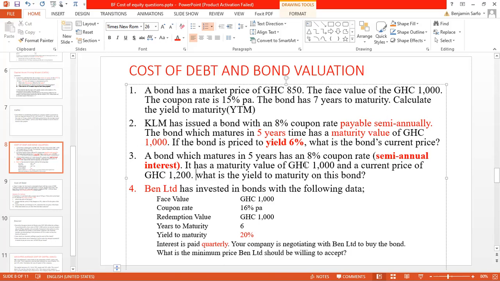Yes. So what is your coupon here? 40. 40 cedis. I didn't say what is your coupon rate, I said what is the coupon. 40 cedis. Okay. Continue. What n will you use in the computation? 10. Yes, that's fine. Go ahead and solve and give me the answer. I had 1.8%. You had 1.8%.